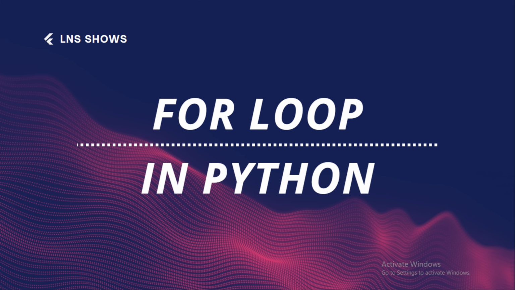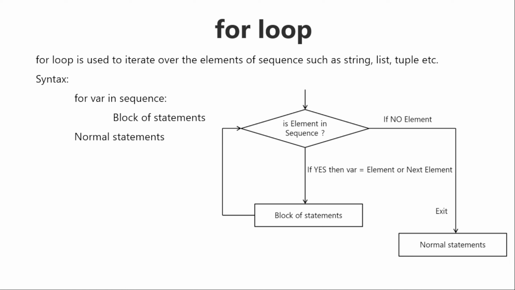In today's session, we will be discussing the for loop in Python. So for loop is used to iterate over the elements of a sequence such as strings, lists, tuples, etc. The syntax is: for var in sequence. If this condition is satisfied, then the block of statements will be executed, and the rest of the normal statements will execute after the completion of the for loop execution.